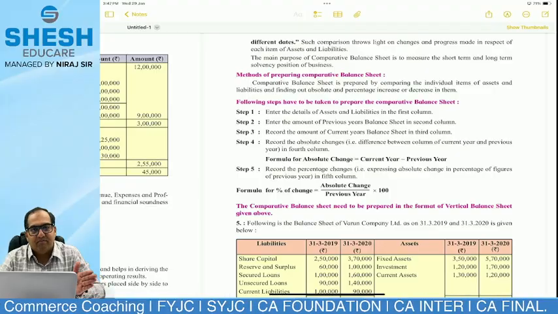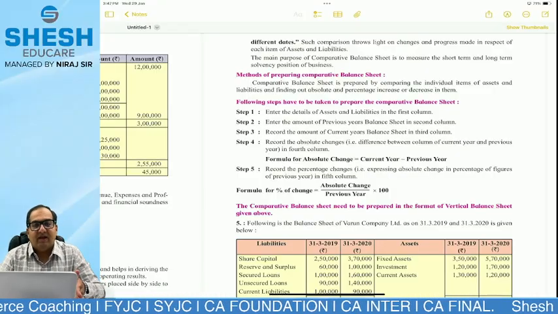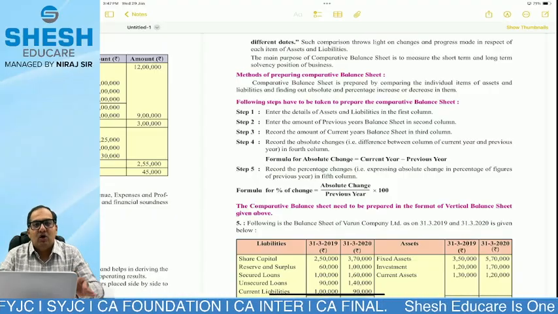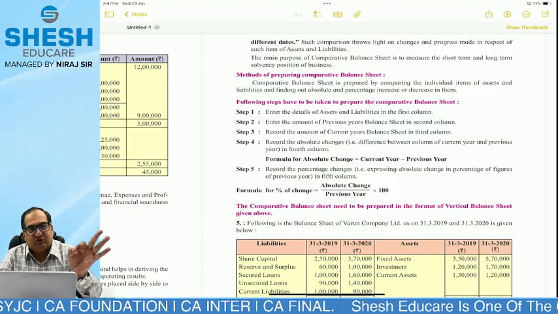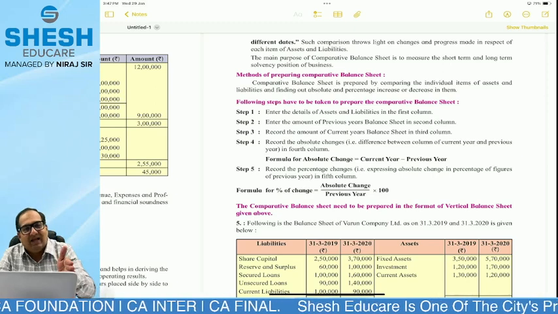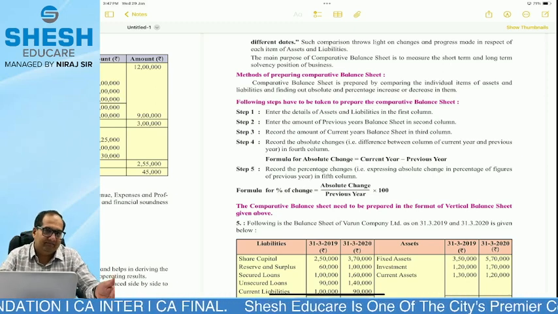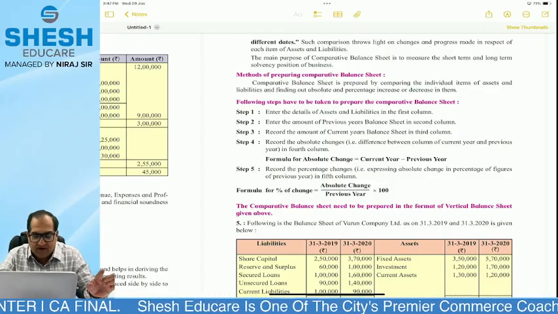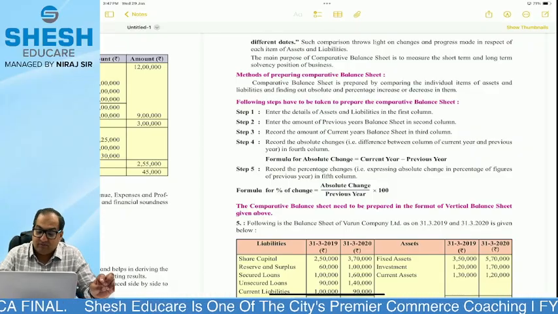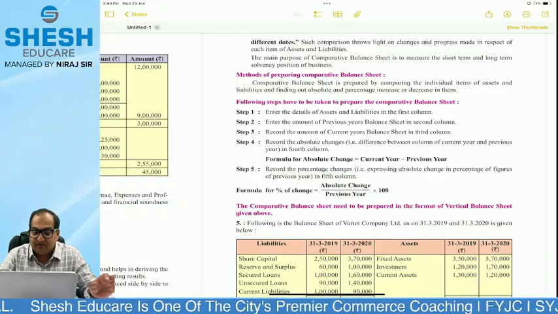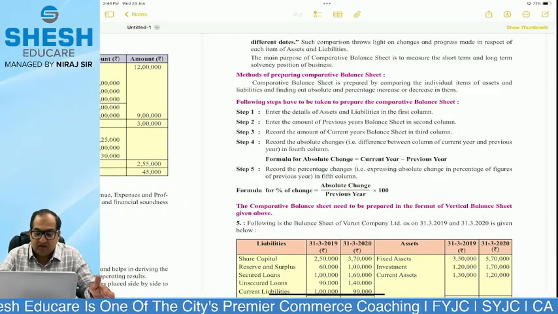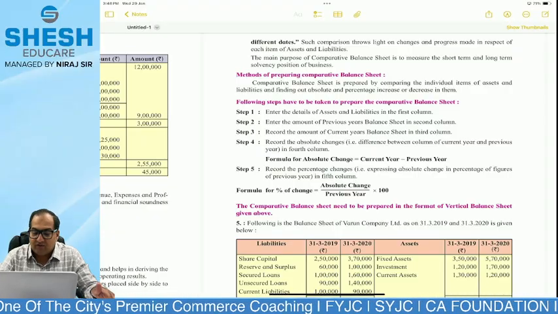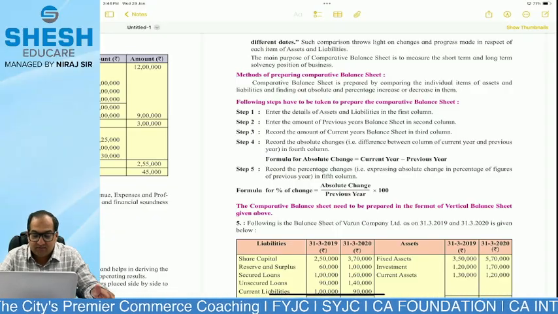So when you are doing the comparison, when you are preparing a comparative balance sheet statement, you also show the absolute increase or decrease and then of course the percentage. Am I very clear? Fine. So the following steps should be taken. Enter the details of assets and liabilities in the first column. Enter the amount of the previous year balance sheet in the second column. Record the amount of current year balance sheet in the third column.